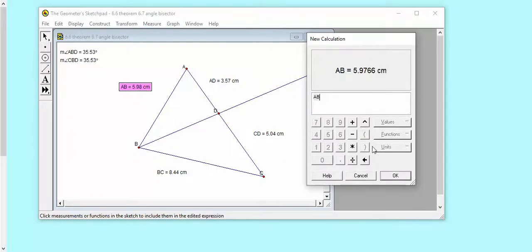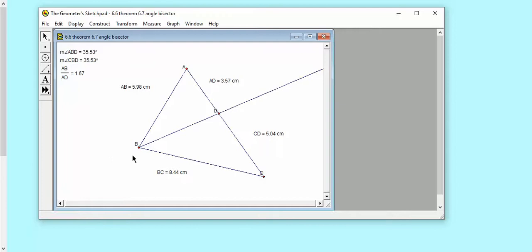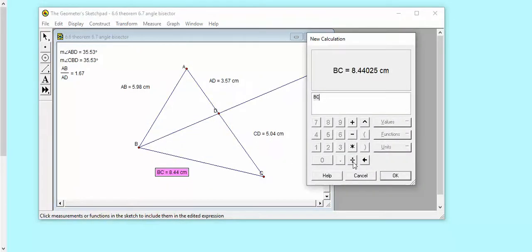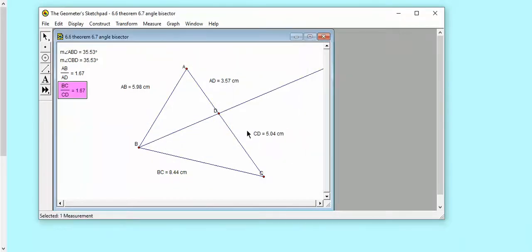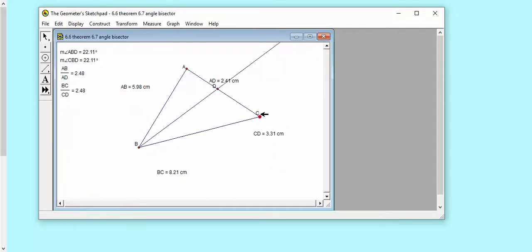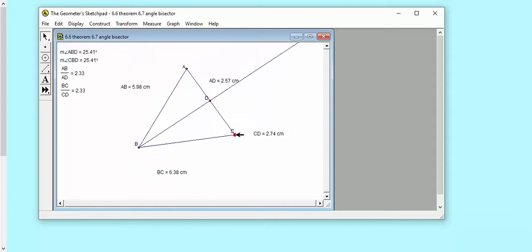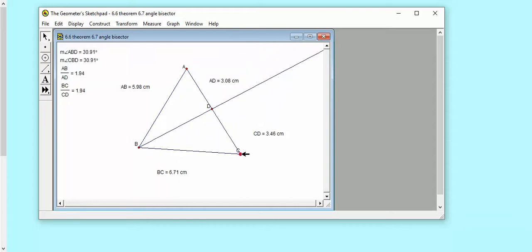I'm going to show you what that looks like. AB divided by AD, that's 1.67, and then BC divided by CD, 1.67. And like I said, you can move this triangle around and change the shape of it, make it obtuse, make it right, make it acute, and it still works. So there you go.